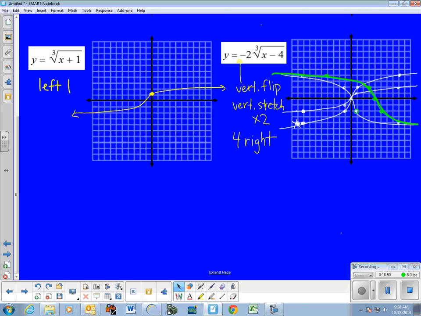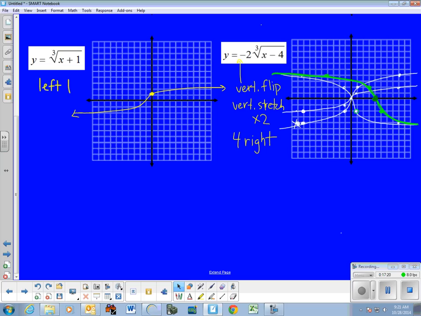But again, plot some points and make sure you get the right answer. What could you plug in? You could plug in 4. When you plug in 4, what do you get? 4 minus 4 is 0. Cube root of 0 is 0. Negative 2 times 0 is still 0, which tells me that my point right here is in the right place. And if that one's in the right place, then they probably all are. If that one's wrong, if you shifted the wrong way, then plugging in 4 would give you something that's not on your graph. So always check them to make sure that you've gone the right way.